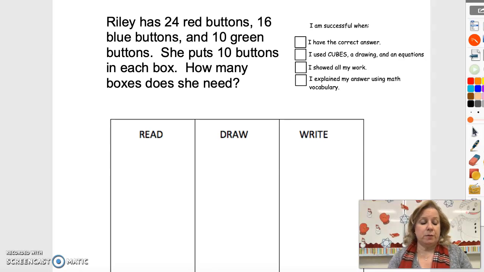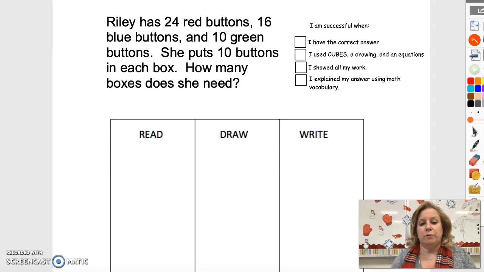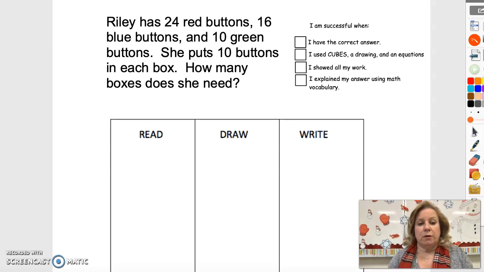What I wanted to do is go over our two-step word problems using cubes and read, draw, write. So our objective here is that we are going to solve two-step word problems with all different types of operations. So here we have our problem. And the first thing that we need to do is I like to just go ahead and put my cubes up here just so that I'm checking them off and I'm making sure that I am working with our cubes and our read, draw, write.